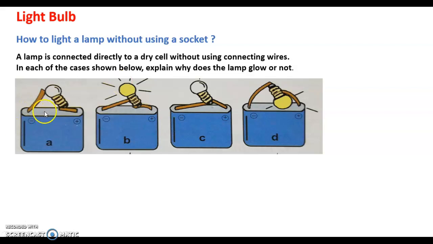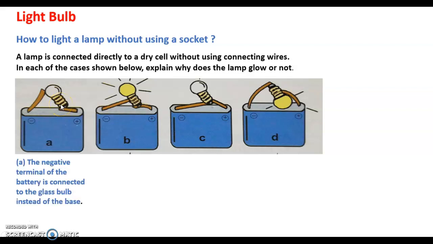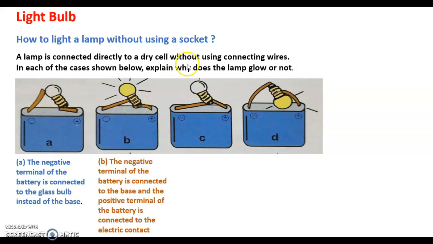In case A, we can see that the positive terminal of the battery is connected to the electrical contact of the light bulb. However, the negative terminal is connected to the glass bulb. So no voltage is applied across the terminals of the lamp. That's why the lamp doesn't glow. The negative terminal of the battery is connected to the glass bulb instead of being connected to the base. In B, the light bulb glows because the positive terminal of the battery is connected to the electrical contact and the negative terminal is connected to the base. So there is a voltage applied across the terminals of the light bulb. That's why the light bulb glows.